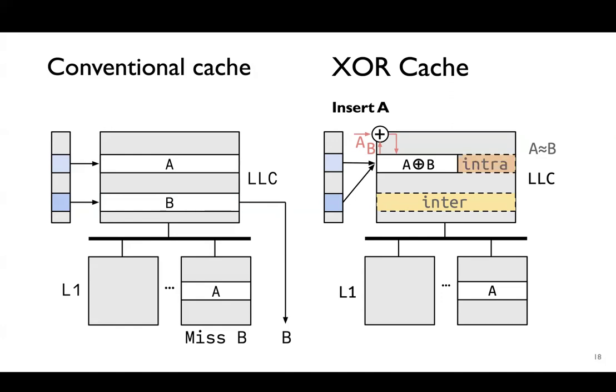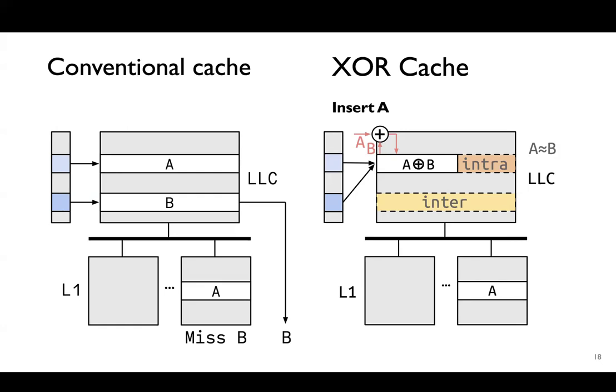Also note that since A and B are similar to each other, the XORed line A XOR B ends up with many zeros in it, which means we can further compress it to a smaller size using an intraline compression scheme. We highlight this intraline compression ratio, or space saved, using the orange dashed box here. And that's it for compression.